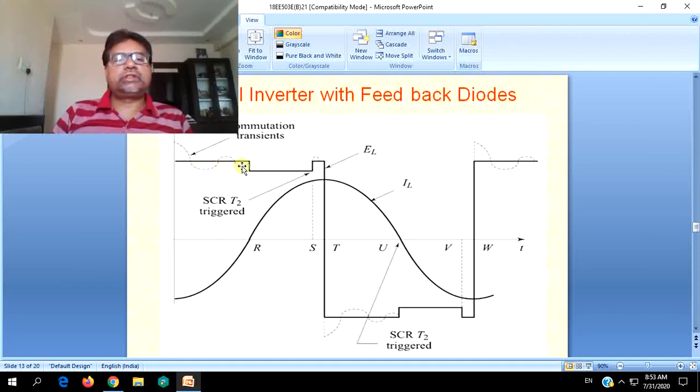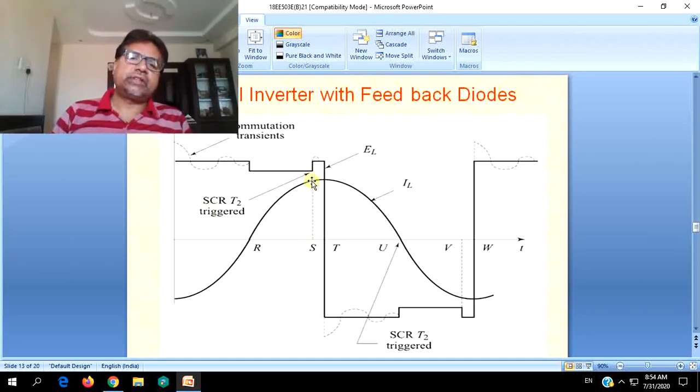During all the instances when the SCRs are conducting, this is VDC, actually the source voltage. During the other instances, shown where the capacitor is discharging, load voltage will be more than the source voltage. Just consider the things. At instant R, SCR T1 will be triggered. Current increases and becomes maximum. SCR T2 will be triggered at instant S.